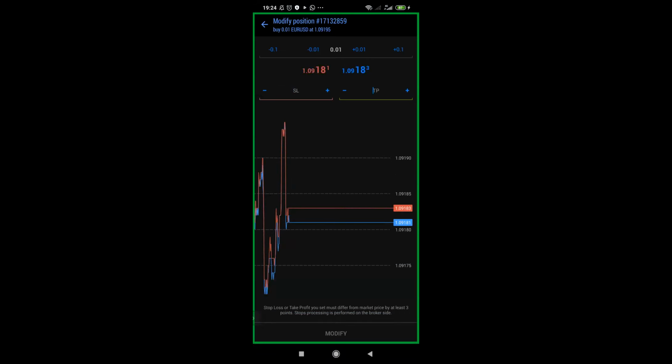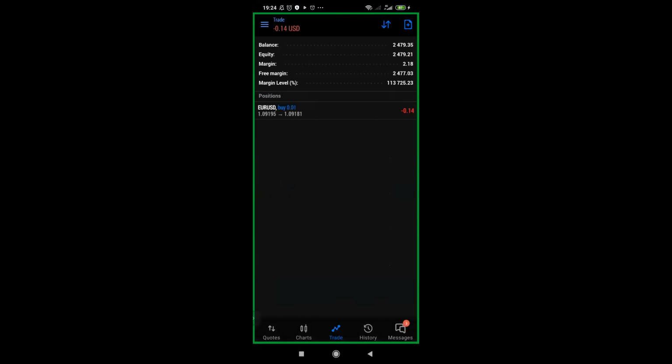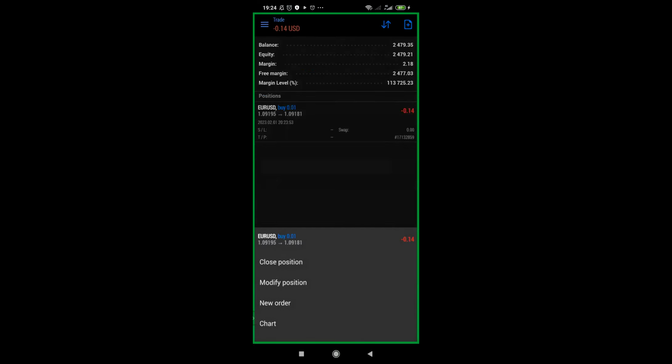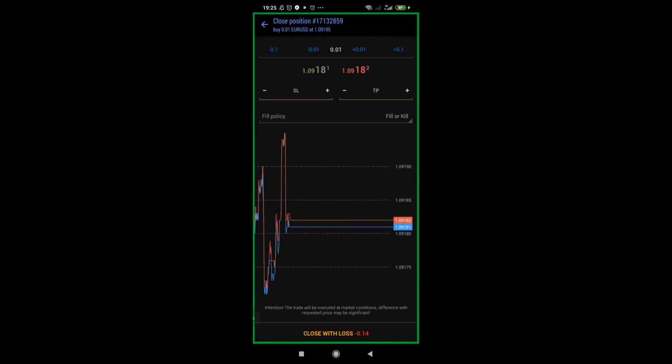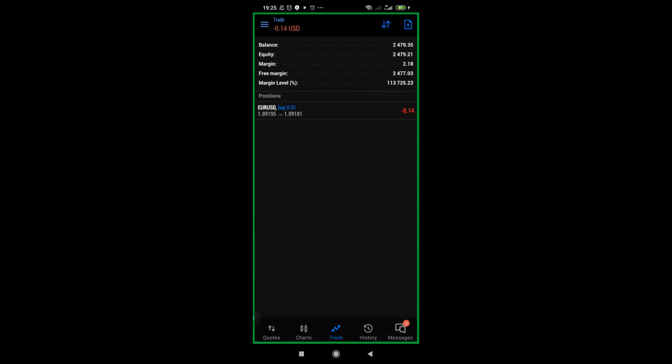Okay. If you want to close this trade the same way, tap on the trade for 1 second, you see the option to close the position. So I'm closing with a loss of $14. Okay, so once your trade is running as well, over here, you see your balance, you see equity.